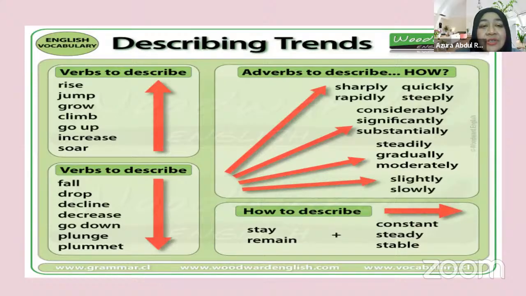Okay, how about words to describe something that is going down? You can say fall, you can say drop, you can say decline or decrease. You can say go down, plunge, plummet. Okay, but look at the arrow here. The arrow shows the degree of how much this thing is increasing. Okay, so a rise will probably be the highest. A soar, okay, for me, a soar would be quite dramatic as well.